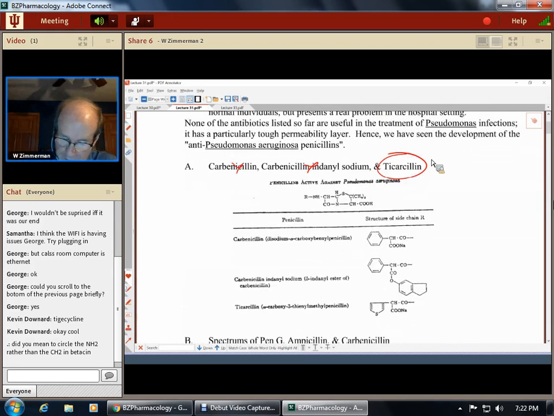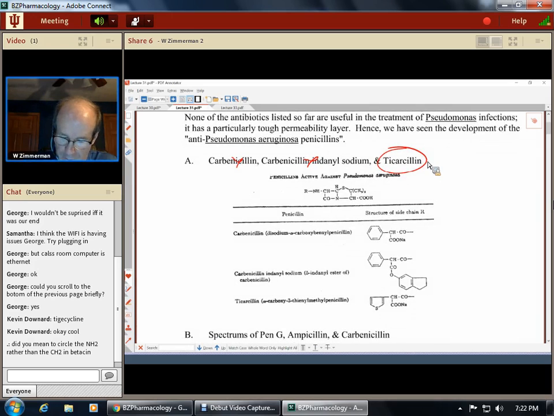Quite often the ticarcillin is combined with clavulanic acid. I have not seen them given apart. I've never seen ticarcillin given by itself. Anytime ticarcillin was given, it was given with clavulanic acid. Timentin was the trade name.